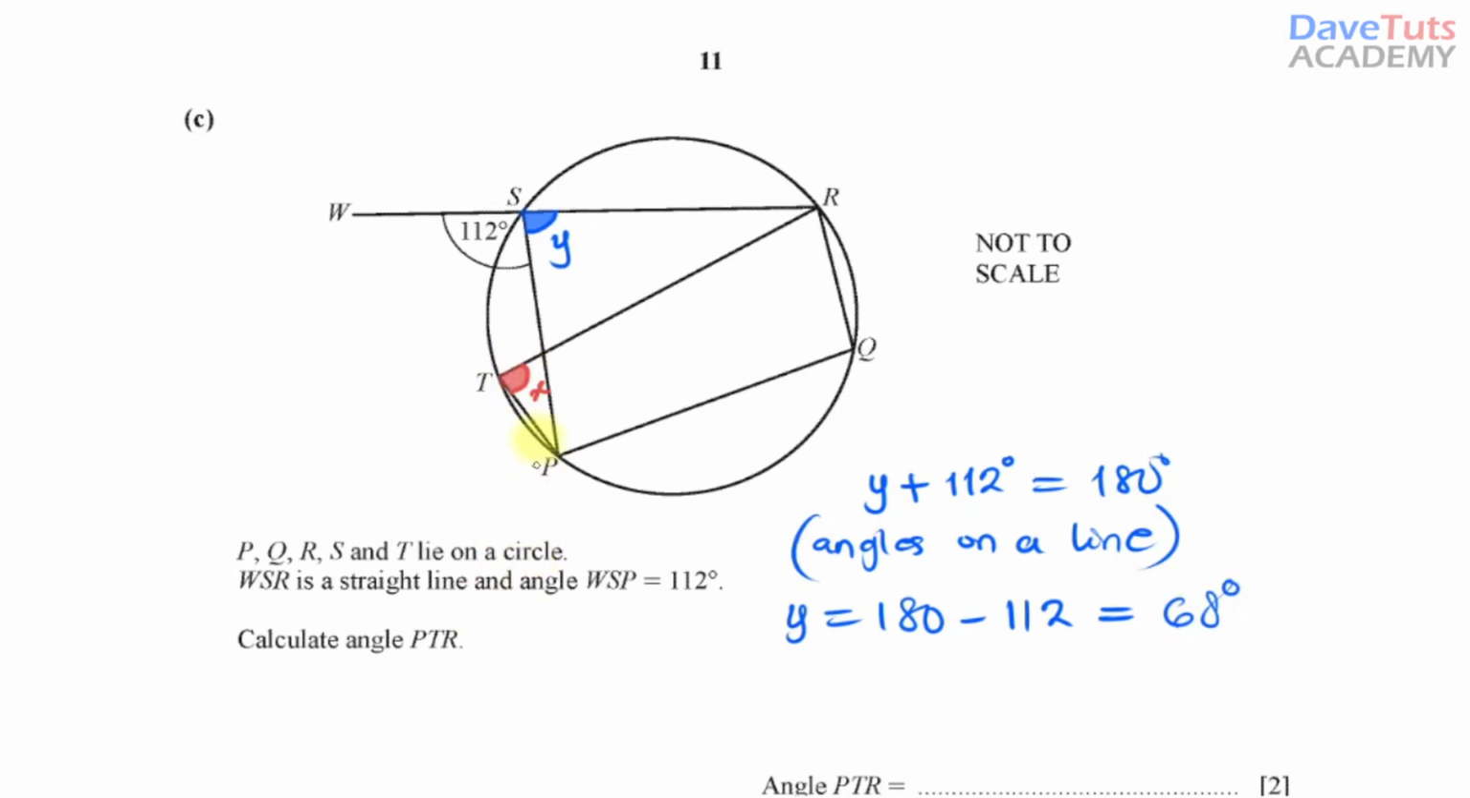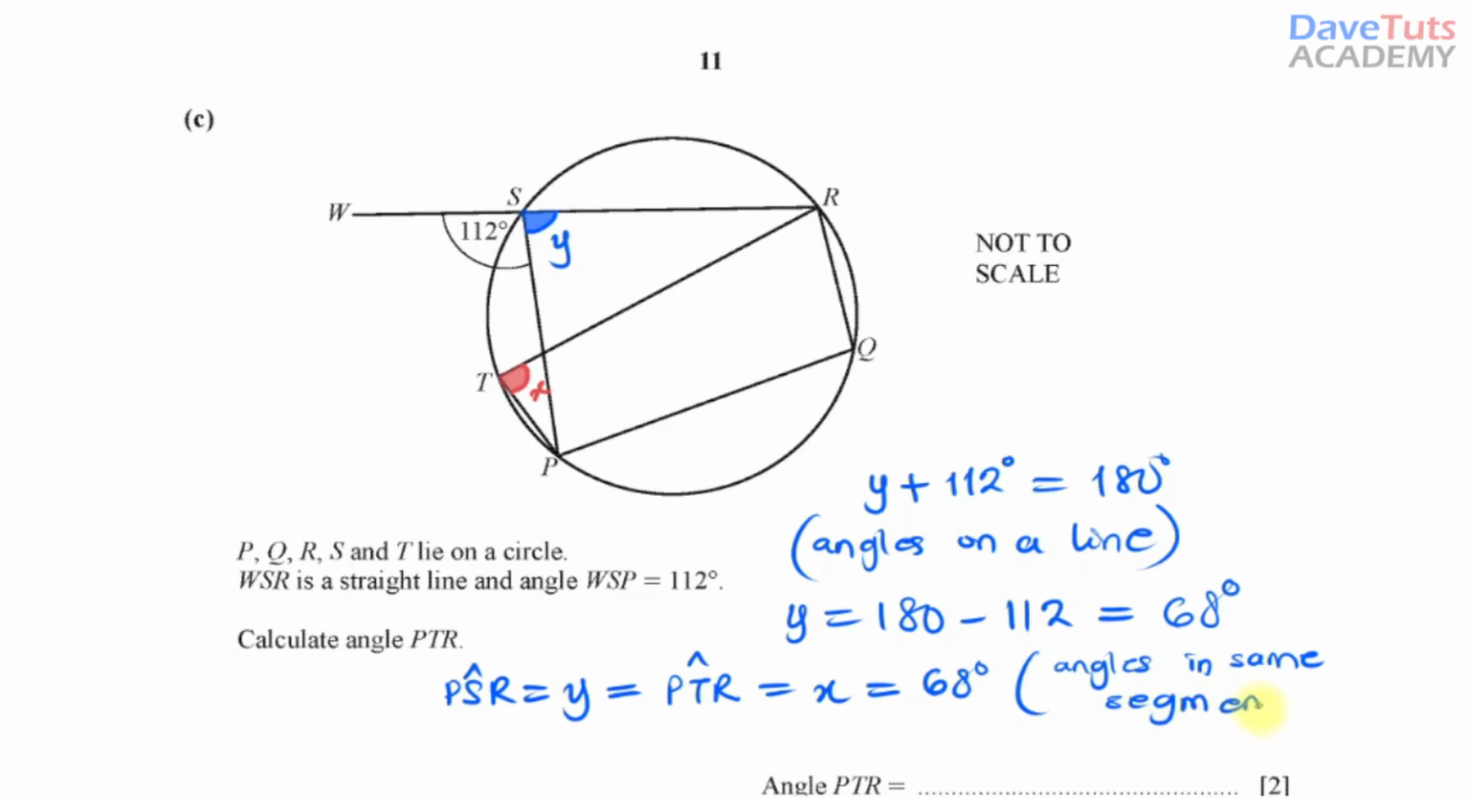Okay. So moving on from there, we can see that this X that we're looking for and this Y are angles in the same segment of this particular circle. So we can say that angle PSR, which is Y, is the same as angle PTR, which is what we are looking for, that we tag as X, and the value is nothing but 68 degrees, because they are angles in the same segment. Once angles are in the same segment, they are going to be equal, and with that, we've solved this question: angle PTR is 68 degrees.